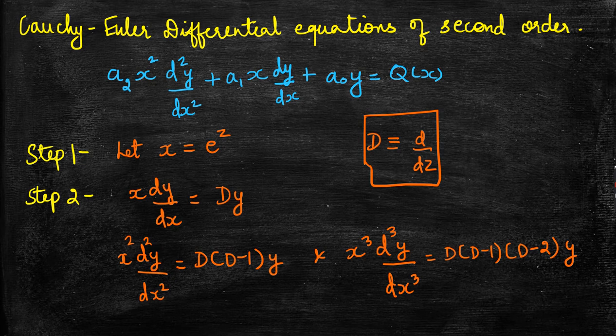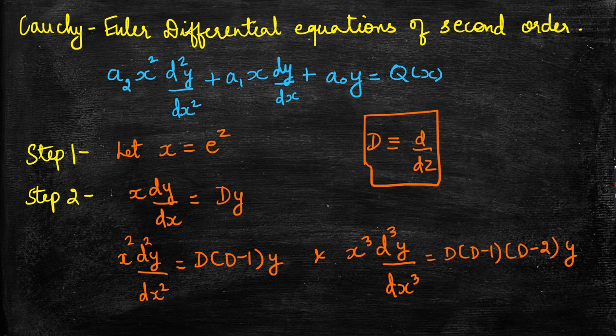And then step 2 is to substitute x dy/dx as Dy, x² d²y/dx² as D(D−1)y, and x³ d³y/dx³ as D(D−1)(D−2)y. Remember, here D is equal to d/dz, because we are going to convert everything in terms of z, right?